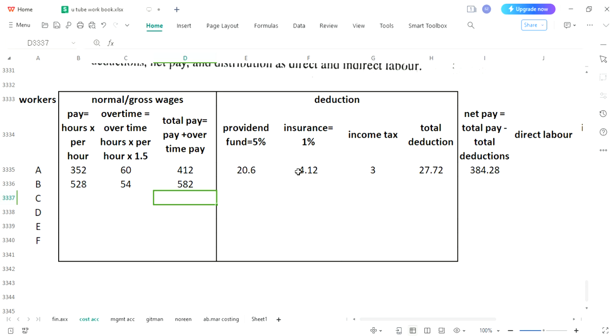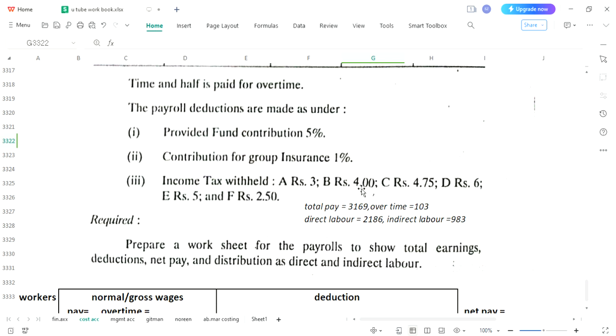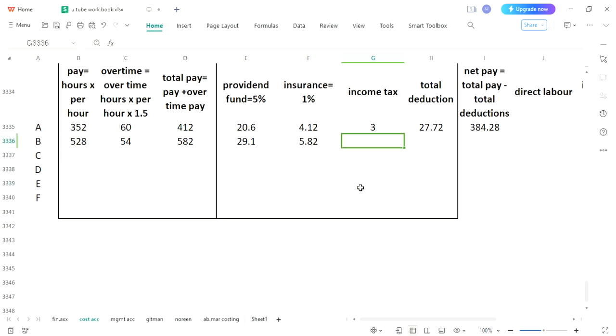Now we will be looking at provident fund. It has been mentioned 5%. Payment was 582 and you will multiply it with 5 divided by 100. Provident fund calculated. Insurance is 1%. Amount is 582 and you will multiply it with 1 divided by 100. So this way the insurance deduction. Go to the question and see income tax for B. It is 4. So you can write 4 over here.